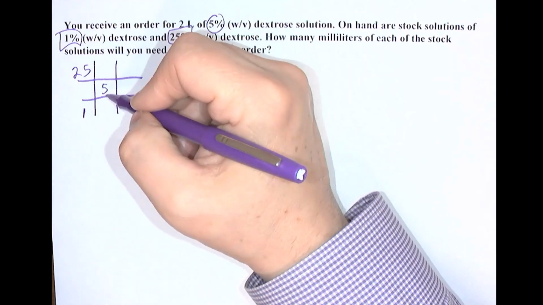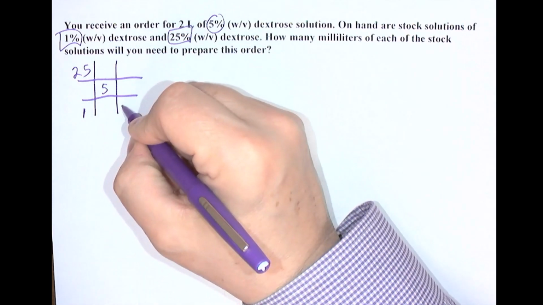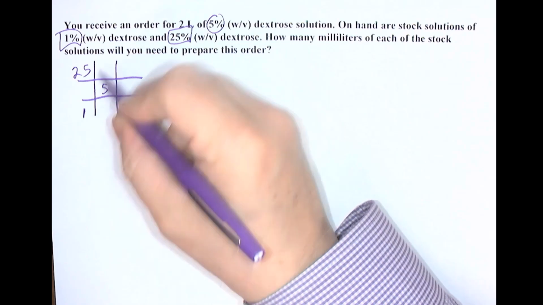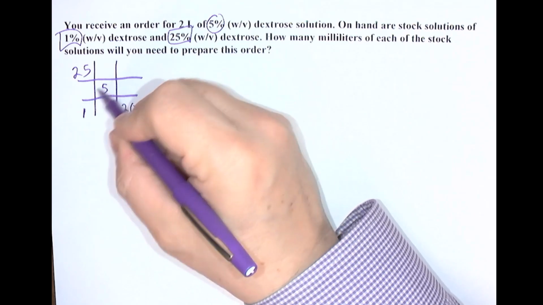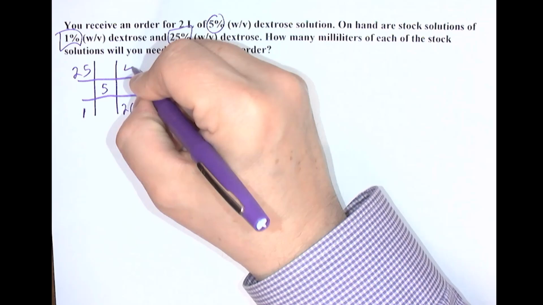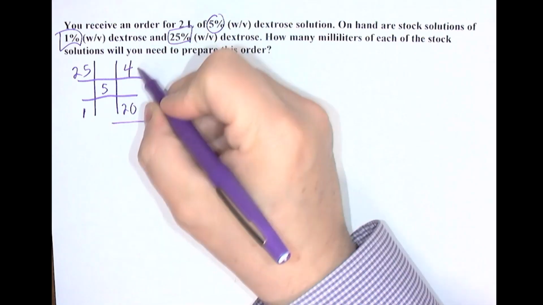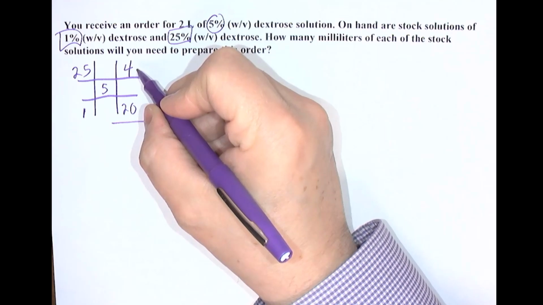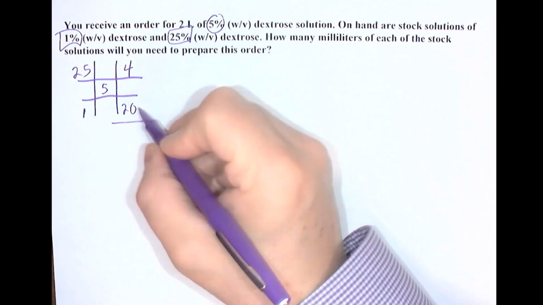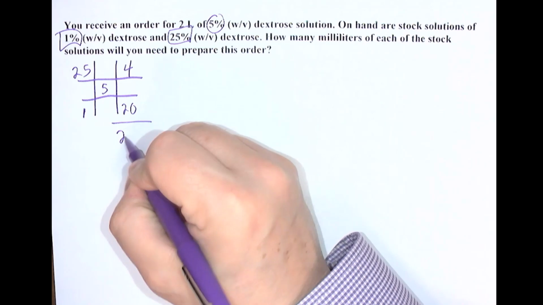25 minus 5 is 20. That'll be 20 parts. 5 minus 1 is 4. That'll be 4 parts. Now what's useful here is if we think about this as 4 parts the 25% solution, 20 parts the 1% solution, so that's a total of 24 parts.